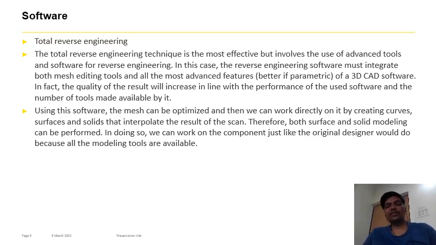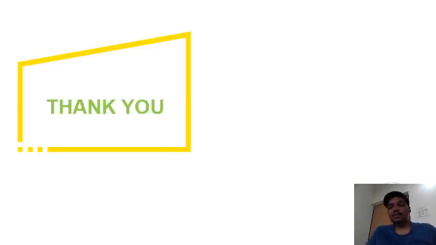So all parametric software or 3D CAD software that are used in industry can communicate or interact with this particular setup. Using this software, the mesh can be optimized, and then we can work directly on it by creating curves, surfaces and solids that interpolate the result of the scan. Therefore both surface and solid modeling can be performed. That is the most important part. That is why it is more efficient to use, because it is working on both the domains of solid as well as surface.